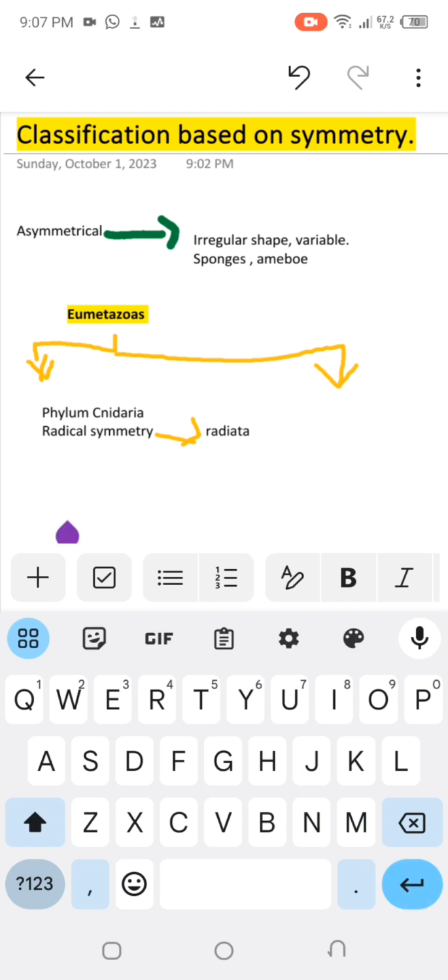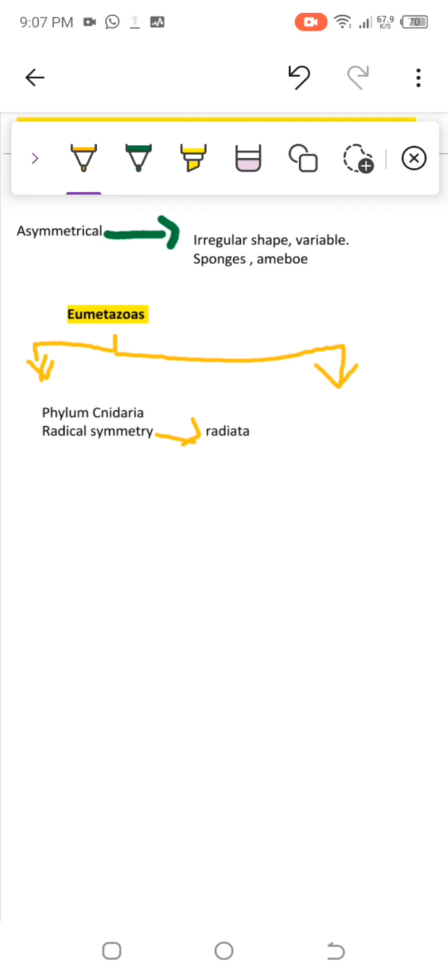After that, a radial animal is one that has a top and bottom, or you can say oral and aboral, but no head and no right and left. Let me draw the picture so that it will be clear to you.